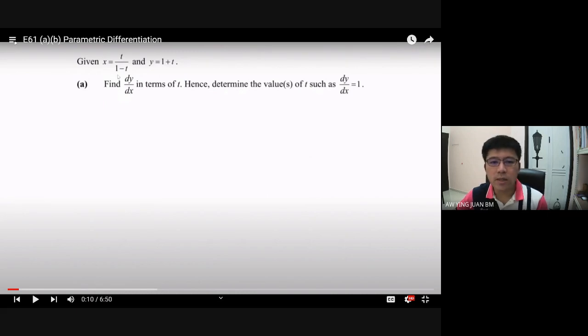Kalau kita tengok sini, X equals to T over 1 minus T, atau kita kata X in terms of T. Untuk ini pula, Y in terms of T. Apa yang kita perlu buat? Kita perlu differentiate X respect to T, bermaksud jumpa T, buat macam biasa. Berkenaan dengan ini pula, dy dt, maksudnya jumpa T, buat macam biasa. Kemudian, ingat chain rule. dy dx equals to dy dt multiply with dt dx. Itu adalah yang pertama.